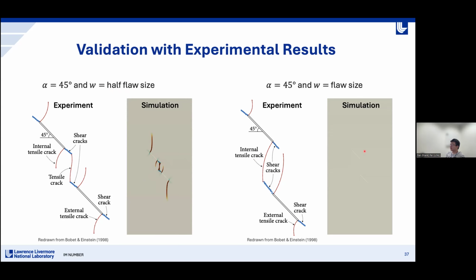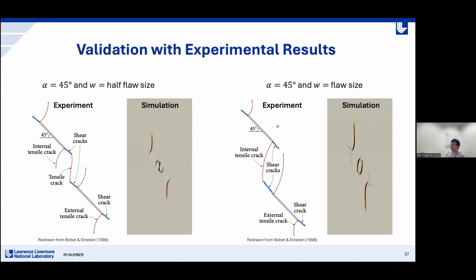For the second case, where we have a larger stepping, we still see the growth of both tensile wing cracks and shear cracks from the flaw tip, but the coalescence happens as the wing crack directly connects with the shear crack from the flaw tip. And we don't see any secondary tensile crack in this case. For both cases, they matched with the experimental observation.